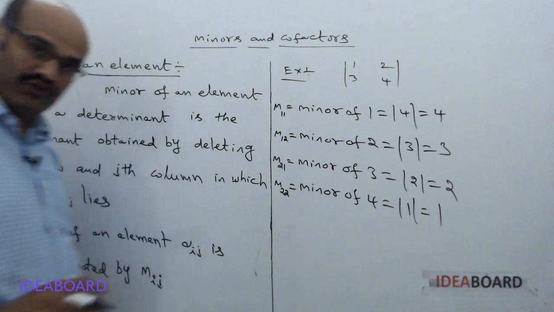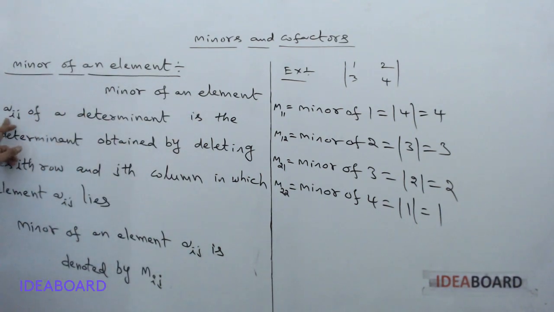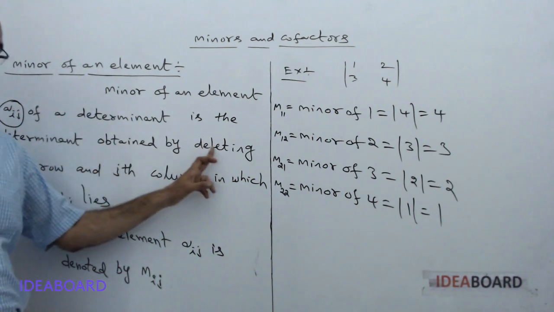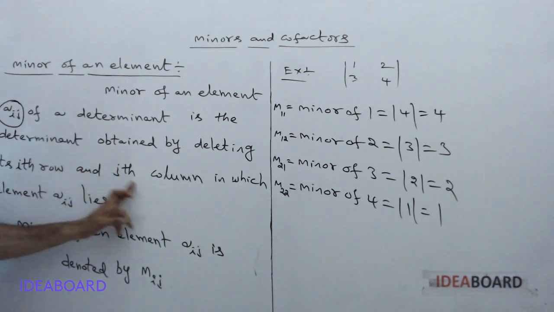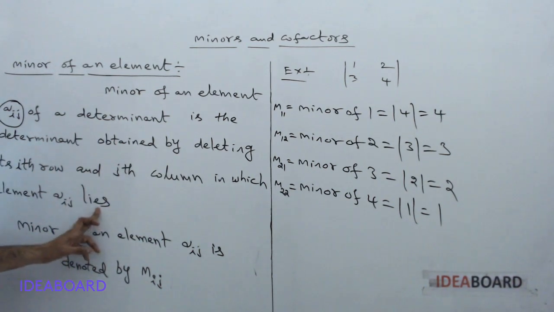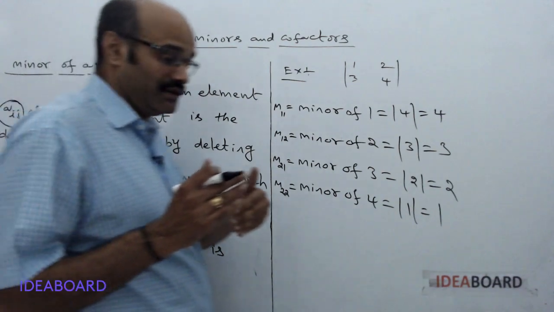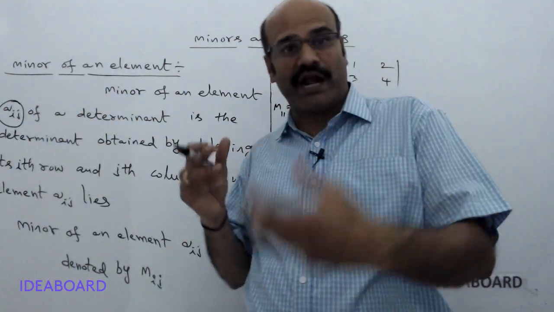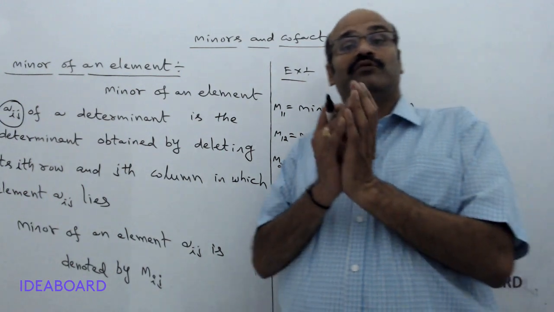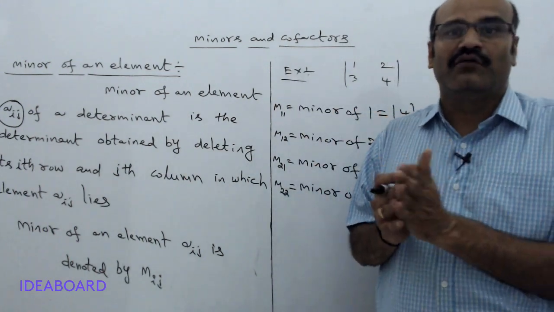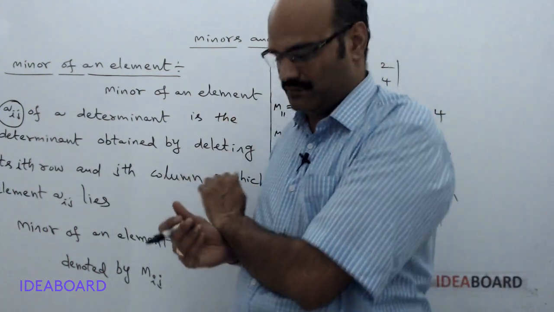So the minor of an element Aij, if you take the element Aij of a determinant, is the determinant obtained by deleting its ith row and jth column in which Aij lies. So whenever you want to find a minor of Aij, first we have to identify in which row and which column the element Aij lies. We have to remove that row and that column, and the remaining elements are written in a determinant. Then we get the minor of the element Aij.